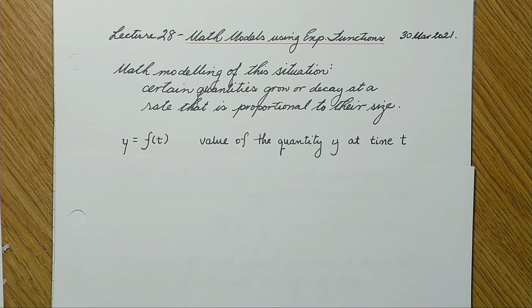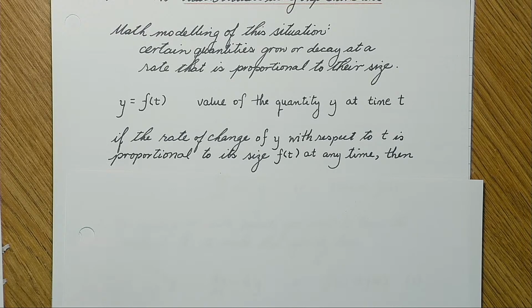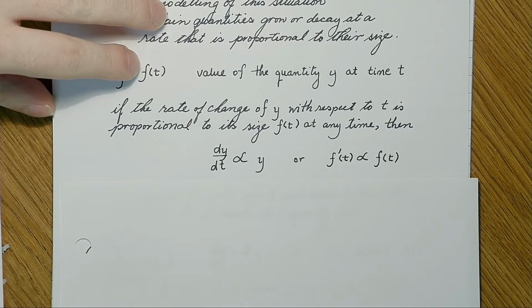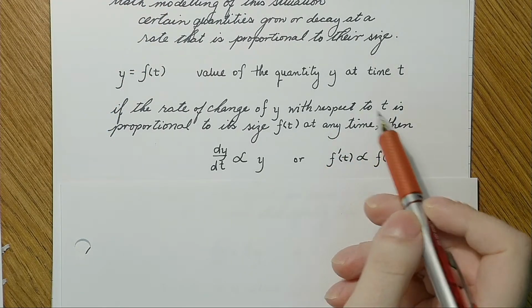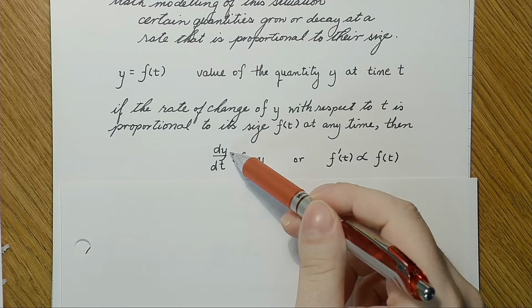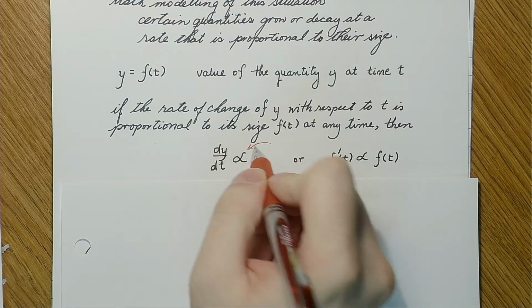Now, we can set up this idea. So we have some original function, y is equal to a function of time. So it's the value of y at time t. And if the rate of y with respect to t is proportional to the size of this at any time, then we can rewrite that. Just transforming what we've said in words into mathematical notation, we have the change of y with respect to t, and this sign right here is proportional.